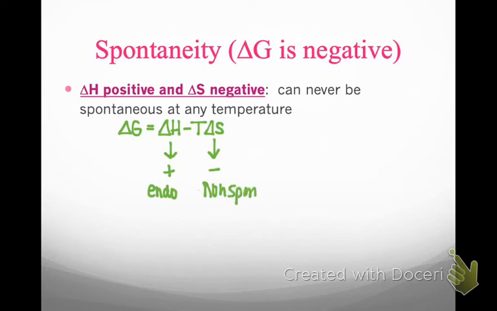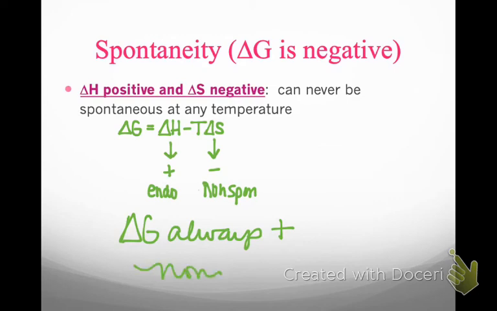So if both delta H and delta S have signs that are saying that it's non-spontaneous or unfavorable, then no matter what the temperature is, it can never be spontaneous. So delta G will always be positive in this scenario, and that means that it will always be non-spontaneous when H is positive and entropy is negative.